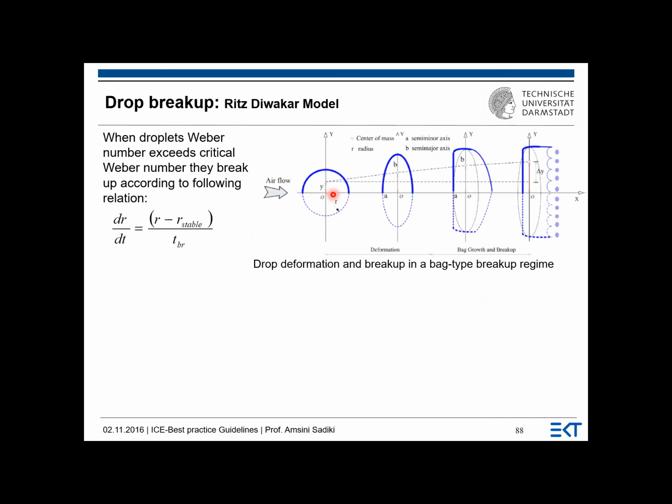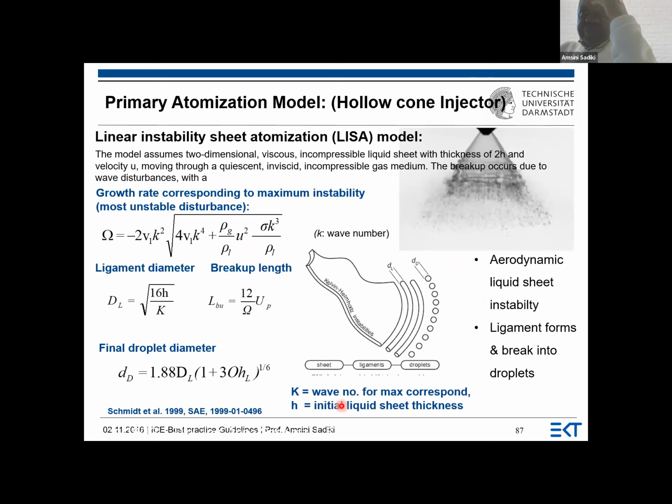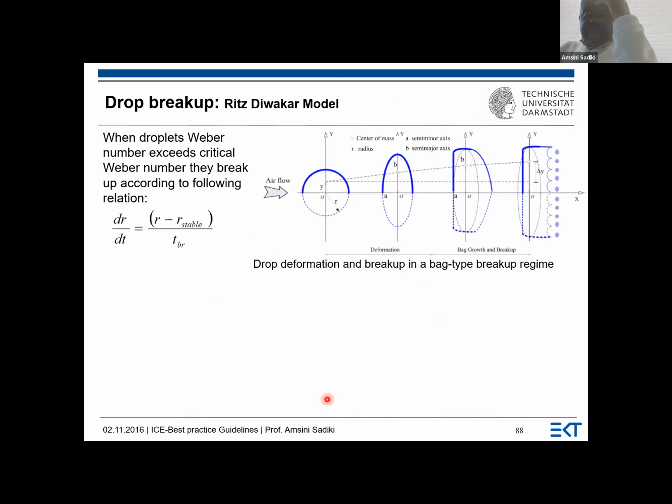So I would like to know where we are first. This question, so we have k wave number for maximum. Maximum corresponds to what, maximum wavelength? Yes, this corresponds to the maximum growth. So is it clear? Okay, sir.